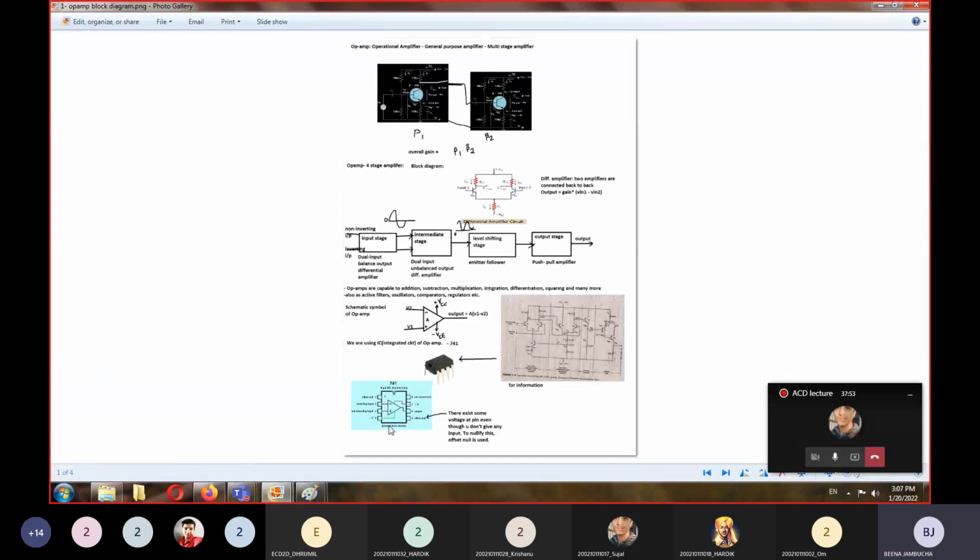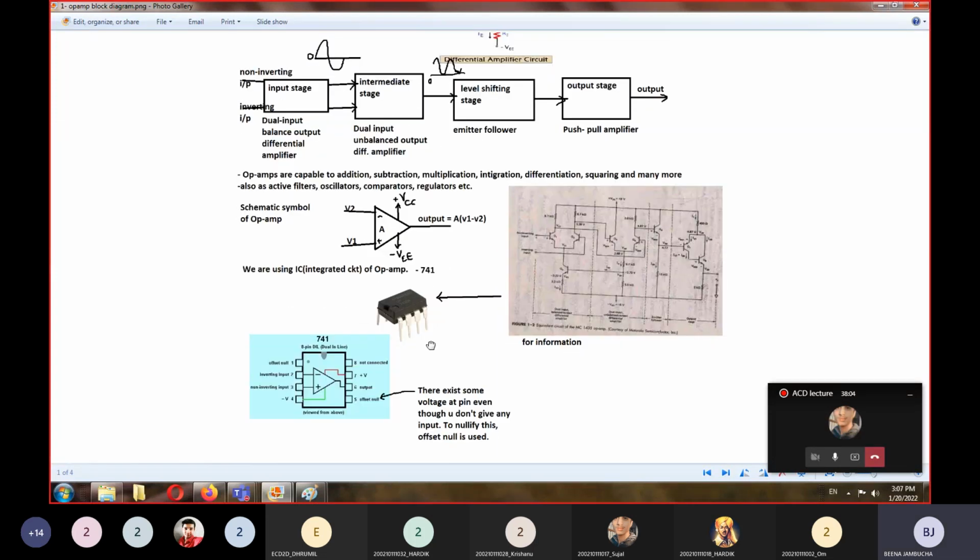So where should we start this counting from? 1 2 3 4 5 6 7 8. How will we count it? To check this out, you can see here in this pin, a notch is given. One notch is there, right? So where the notch is, from its left side you will have to count 1 2 3 4.